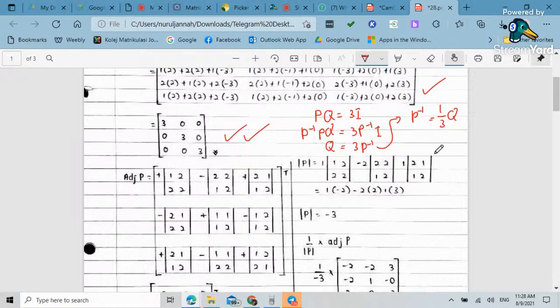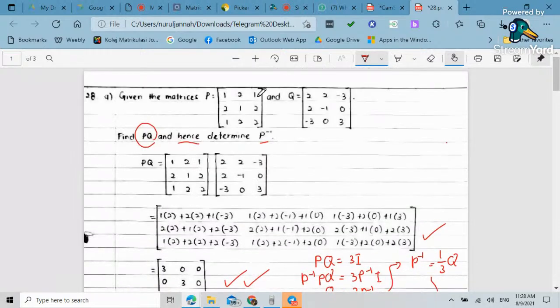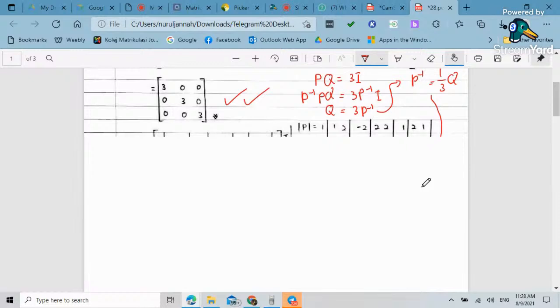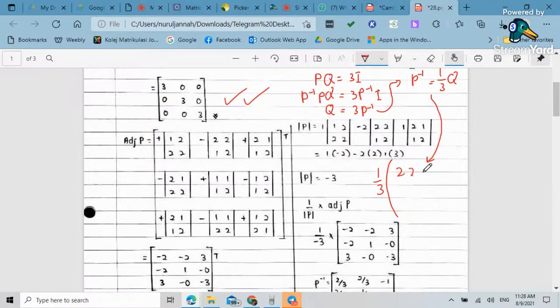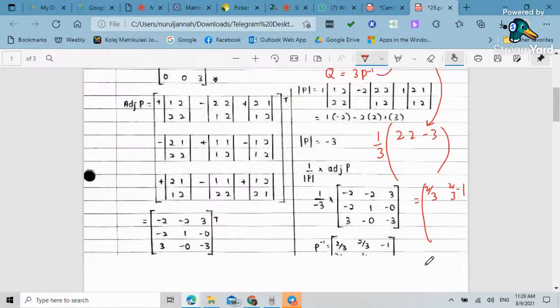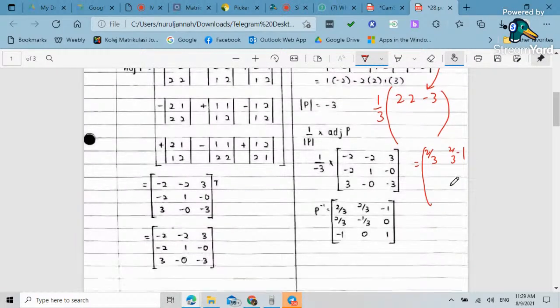So you will solve this one. So 1 over 3, and Q is 2, negative 3 and so on. And then you will get 2 over 3, 2 over 3, negative 1 and so on. So you will get the answer as given in the tutorial.